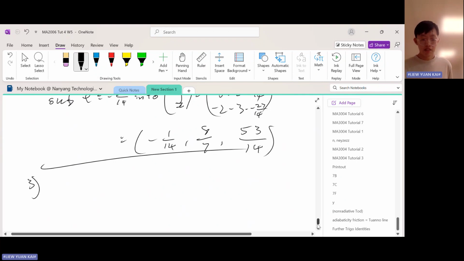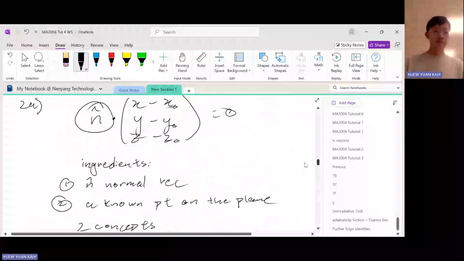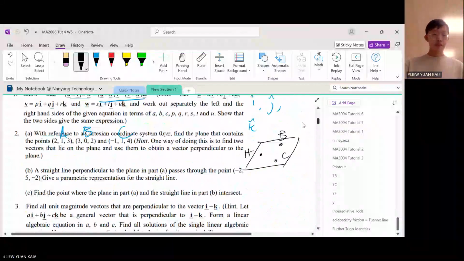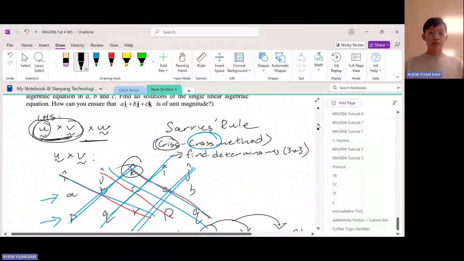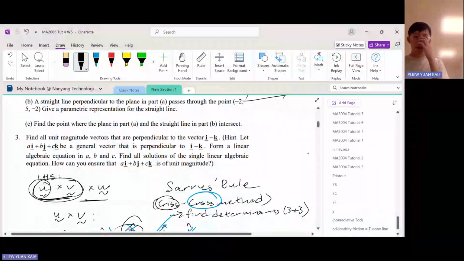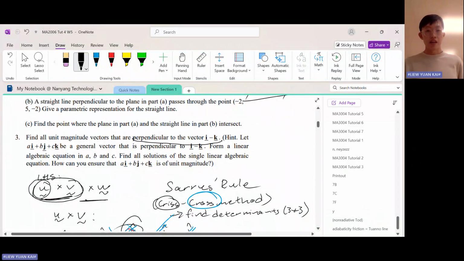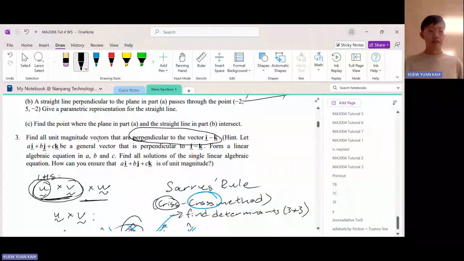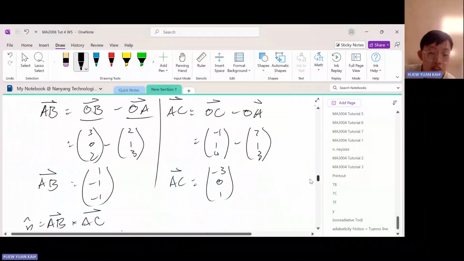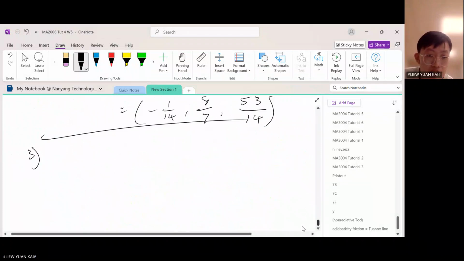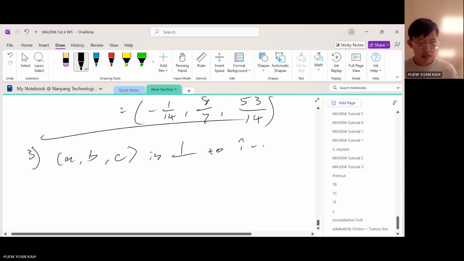Then lastly, we have question 3. So what does question 3 state? Question 3 states, find all unit magnitude vectors perpendicular to i minus k. The keyword is perpendicular. The hint is that you let that general vector be a, b, c, and form a linear equation. So a, b, c is perpendicular to i minus k.